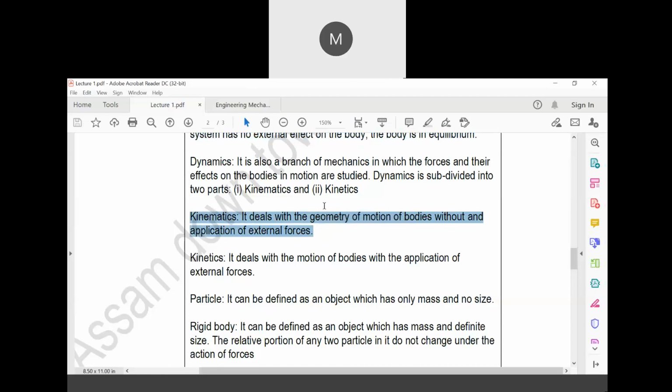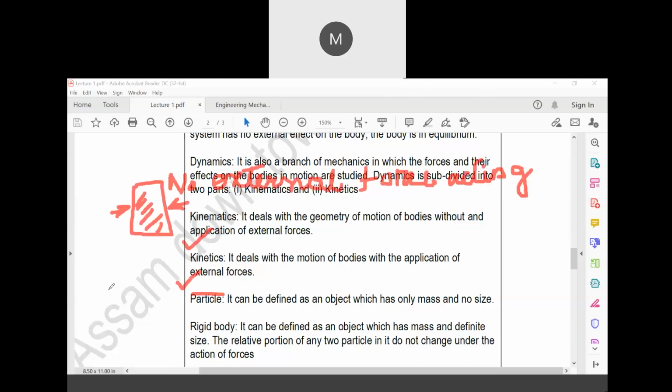So kinematics is what? Kinematics deals with the geometry of motion of bodies without the application of external forces. Let me give you the same example of this problem. Here in this body, an external force is acting on this body, and this body is in motion.